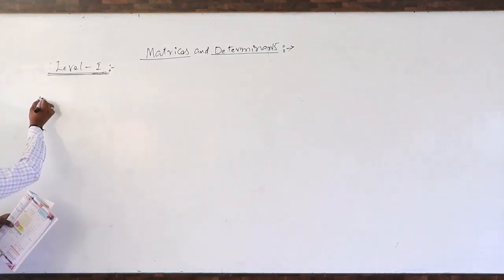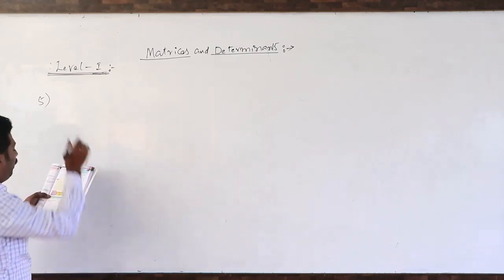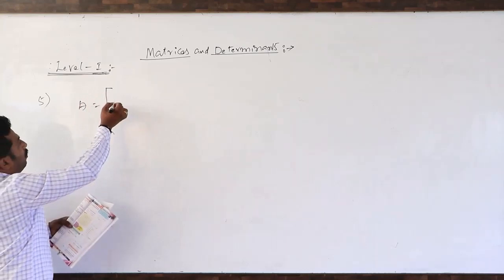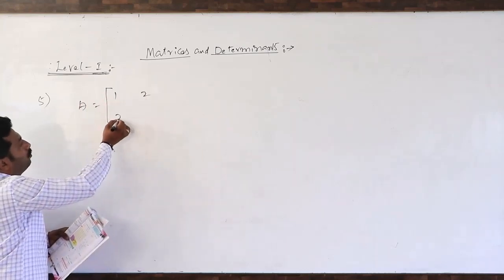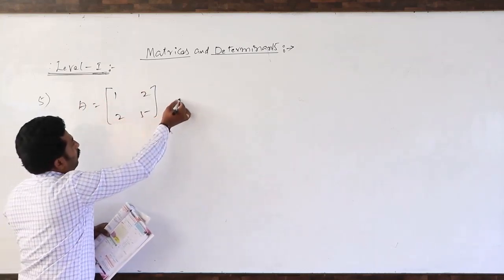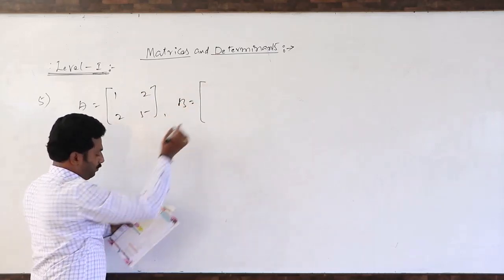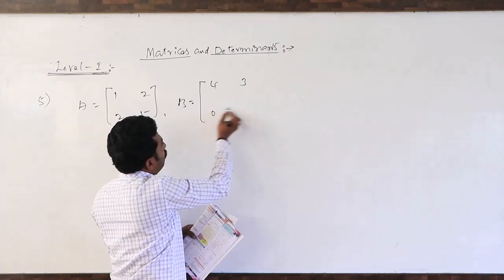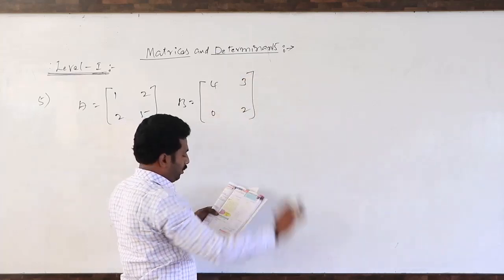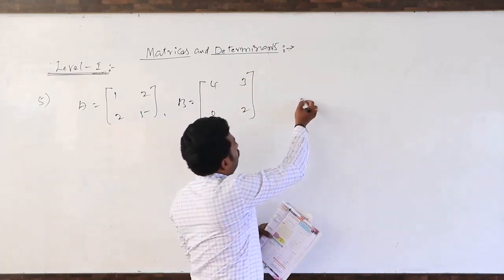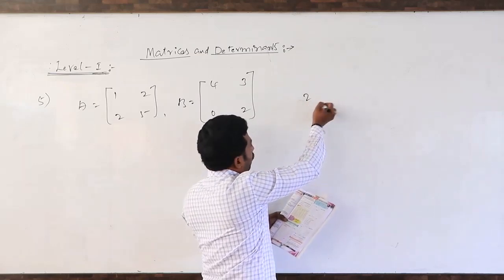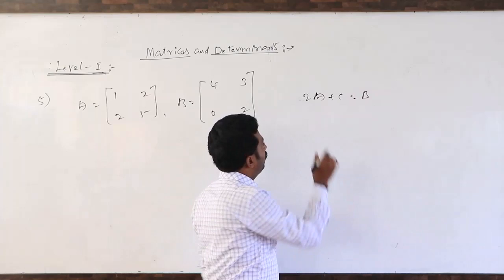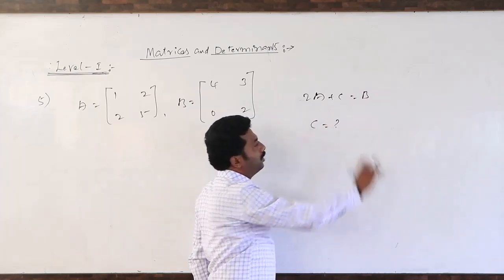Question number 5. If A equal to the square matrix 1 2 2 5, B equal to 4 3 0 2, then they are asking: 2A plus C equal to B, then what is C? They are asking the question.